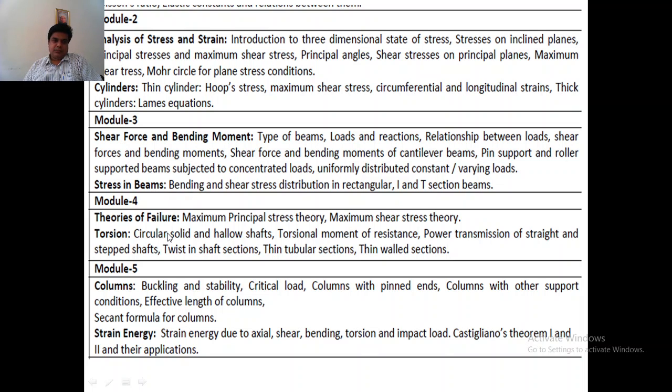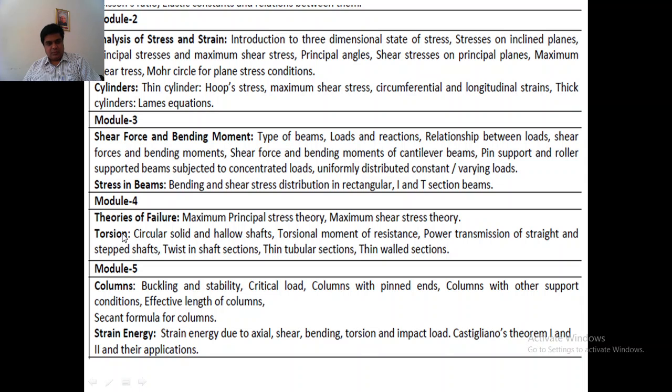And in the fourth module we look at theories of failure. In the previous concepts you learn about how the material behaves, and in this module you will come to know about the theories proposed by different engineers and mathematicians, which propose how the material fails. Only two important theories will be there in your syllabus.